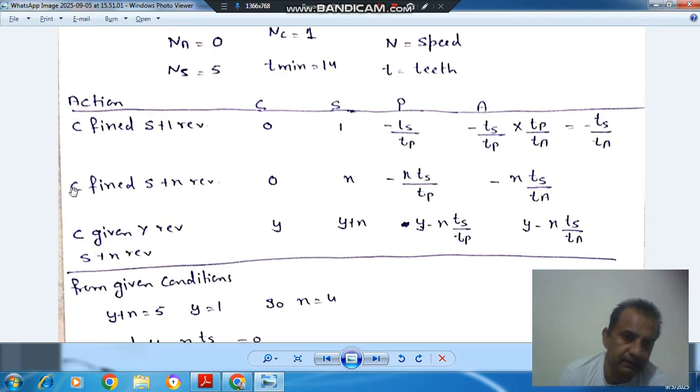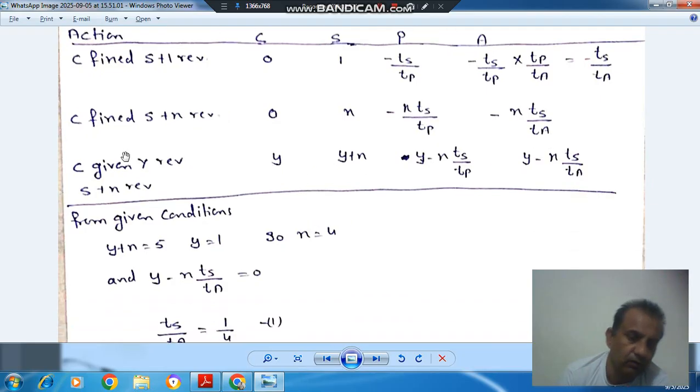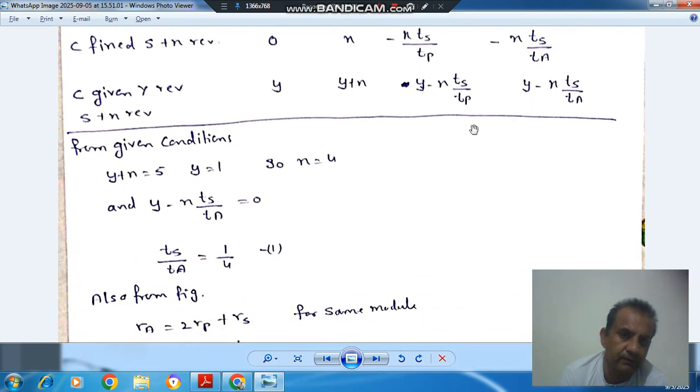Now the second action: we give the sun gear X revolutions and keep C fixed. So we multiply the whole equation by X. So it will be 0, this is X, this is minus X TS by TP, and this will be minus X TS by TA. Now we will give Y revolutions to C also, so we add Y to the whole row. The revolution of C will be Y, revolution of S will be Y plus X, revolution of P will be Y minus X TS by TP, and revolution of A will be Y minus X TS by TA.